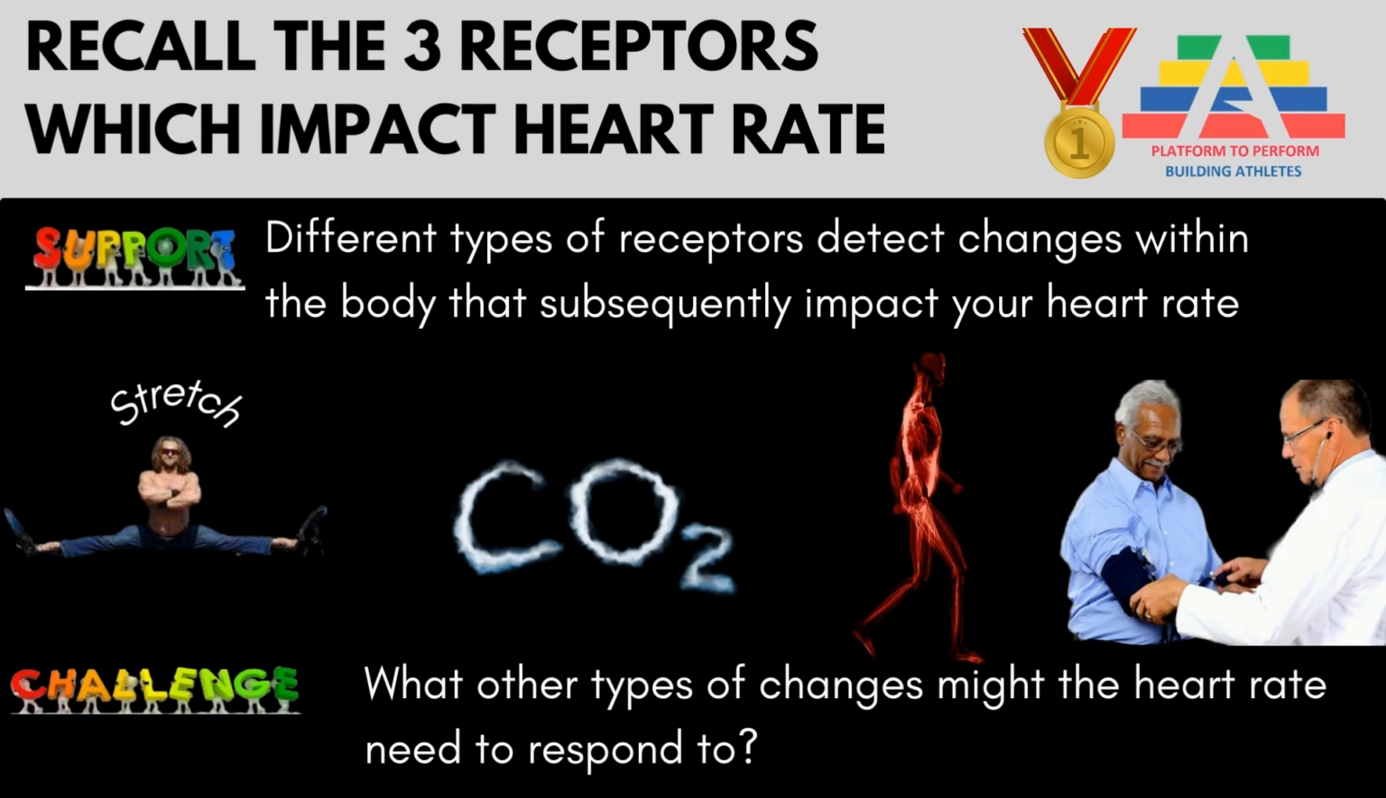Now we're going to talk about 3 receptors which impact heart rate. So what I want you to do is have a look at these 4 pictures, and I want you to think about what kinds of things the body might need to change the heart rate in response to. What might receptors need to be able to detect, and why might they have to change the heart rate as a result? This isn't an exhaustive list, so for example, there are other things that the heart rate might respond to which isn't included in these pictures, which we'll touch on later in the lesson.